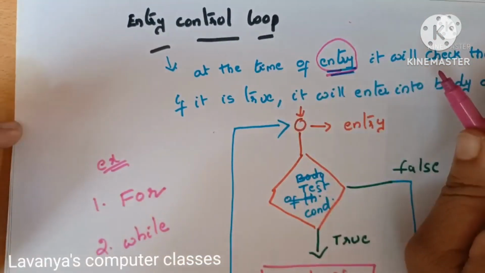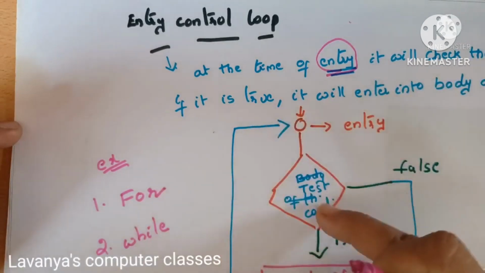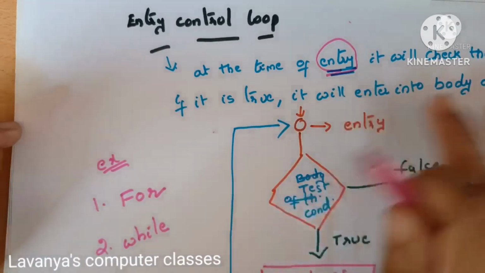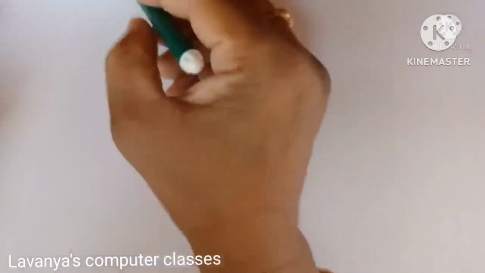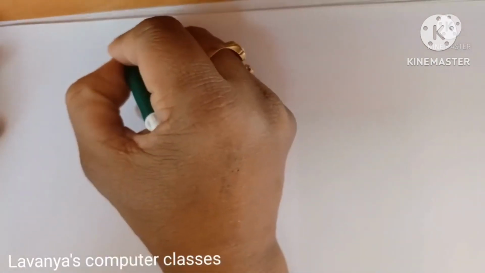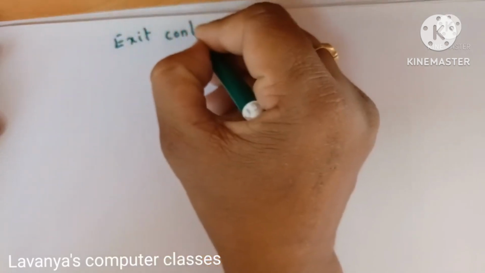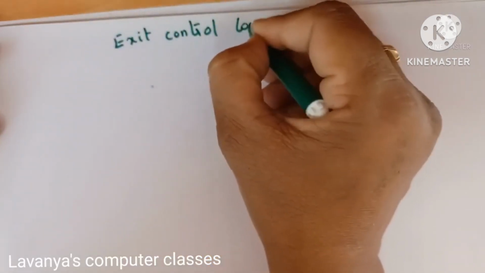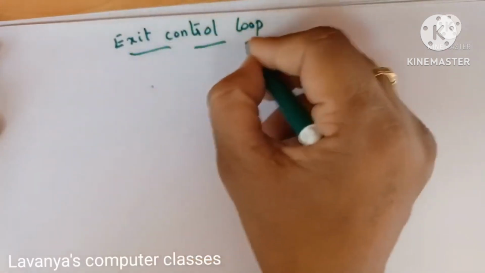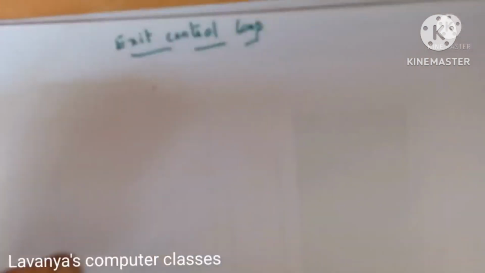So for loop and while loop are both examples of entry control loop statements. At the time of entry only, it will check the condition. Now I'll go to the exit control loop statement. As the name says, it will check the condition at the time of exit, at the end of the statement only, not in the beginning.